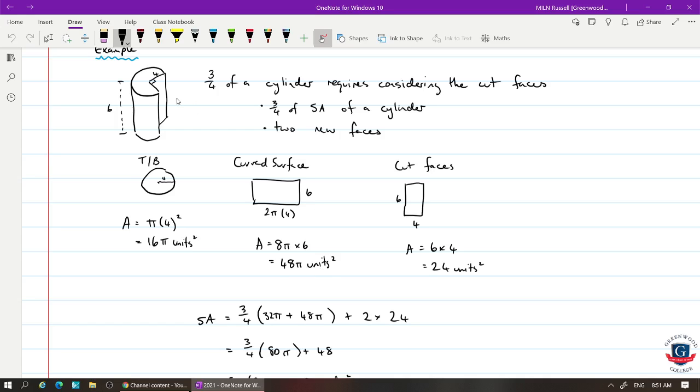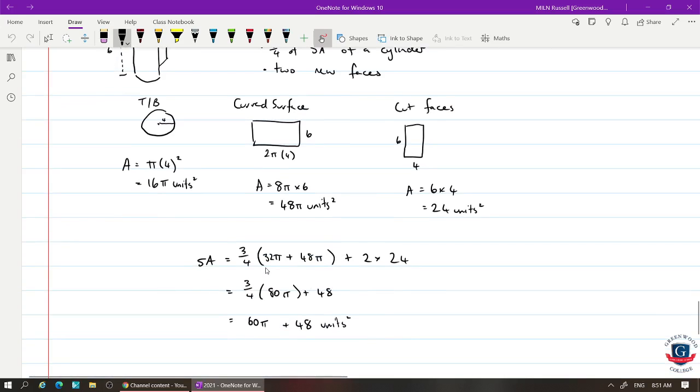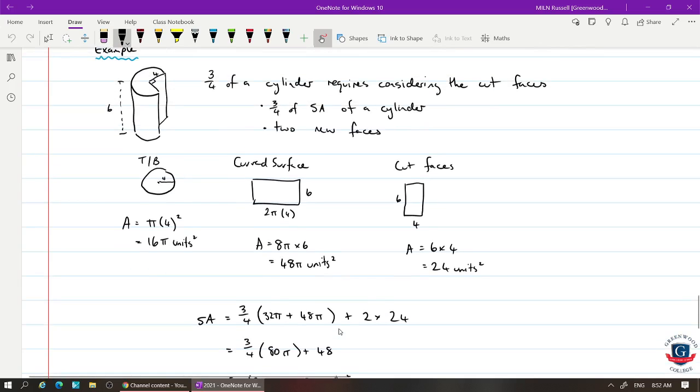And then we have the two cut faces, the 6 height times the 4 width. And we've got 2 of these. So there's the 2 times 24 for the cut faces. The top and the bottom, we'll need 2 of these, which will be 32 pi, plus the curved bit, which is 48 pi, which will give me 80 pi. 3/4 of 80 pi is 60 pi, plus our 2 times 24 is 48. So the answer would be 60 pi plus 48 units squared.